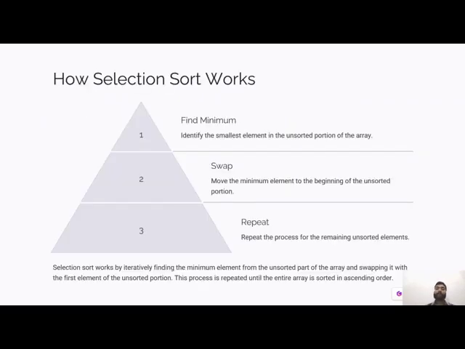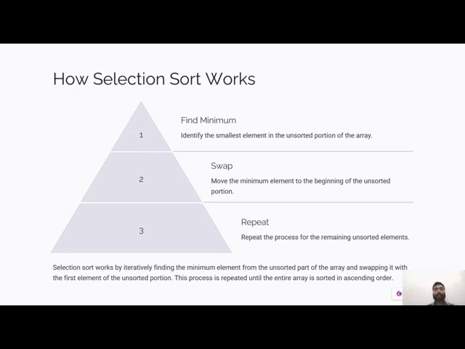How does selection sort work? First of all, we have to find the minimum. Identify the smallest element in the unsorted portion of the array. Second, swap. Move the minimum element to the beginning of the unsorted portion. Third, repeat. Repeat the process for the remaining unsorted elements.